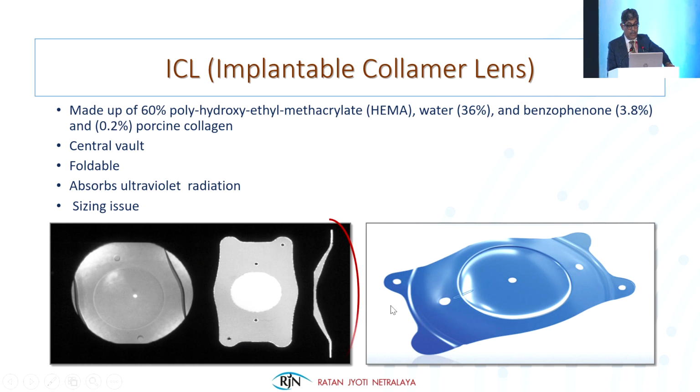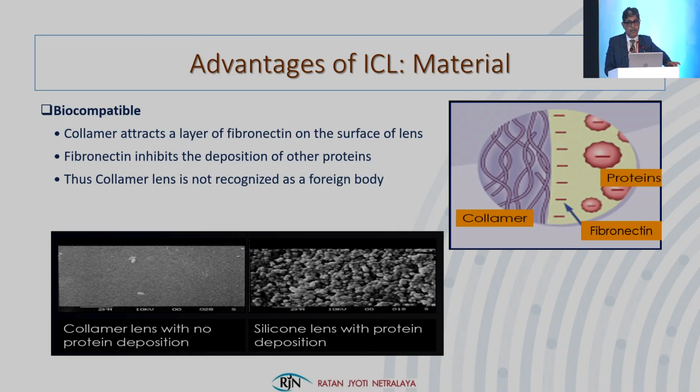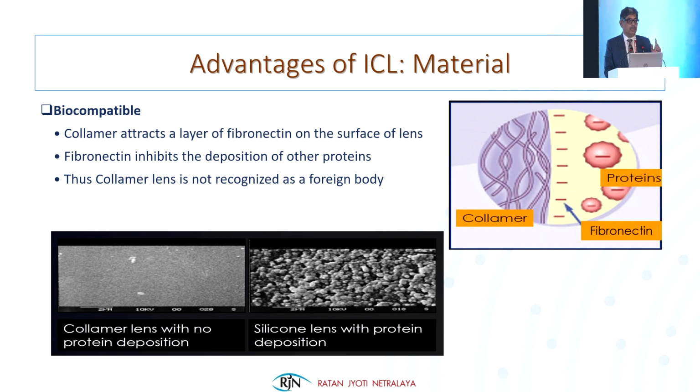Now, vault, as you all know, is like a hump in the center, which accommodates the convexity of the natural crystalline lens, so that the lens doesn't touch the crystalline lens, and there is a space in between. It is made of a foldable material. It absorbs UV radiation, but the problem is the sizing, so we have to be very careful in measuring.